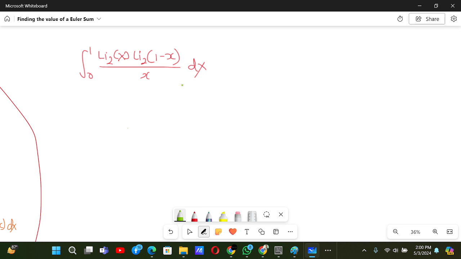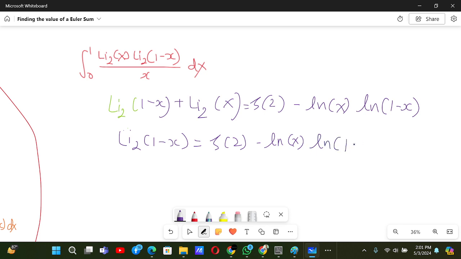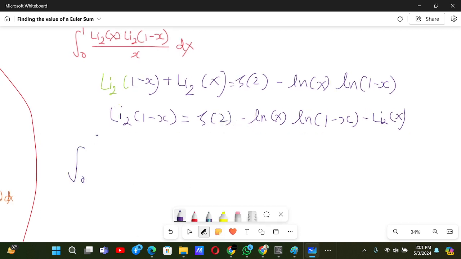For solving this integral, we can first use the reflection formula of dilogarithms, that is Li2 of 1 minus x plus Li2 of x, we know that this is equal to zeta of 2 minus ln x ln of 1 minus x. We will use this reflection formula, and from here we get that Li2 of 1 minus x is basically Riemann zeta of 2 minus ln of x ln of 1 minus x minus Li2 of x. So let's substitute this over there. The reason is whenever there's this Li2 of x function and not Li2 of 1 minus x, it will be easier to solve. That's the reason we are doing this.